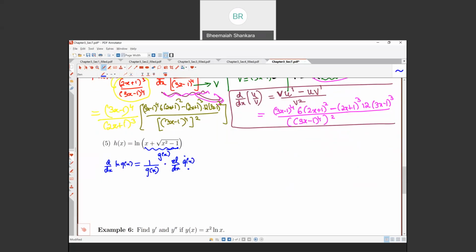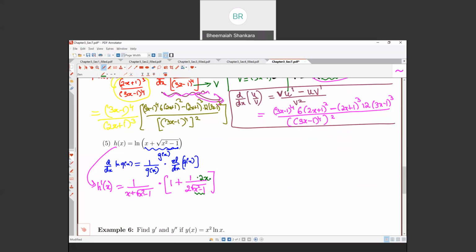So let's do this. You're going to write the derivative of h as h prime, and the derivative of ln on the right-hand side is 1 over x plus square root of x squared minus 1, because it's 1 over g times g prime, which means you're deriving the function in the bracket. The derivative of x is 1. The derivative of a square root function is 1 over 2 times the square root function. But also make sure to derive the inner function x squared minus 1, which is 2x.